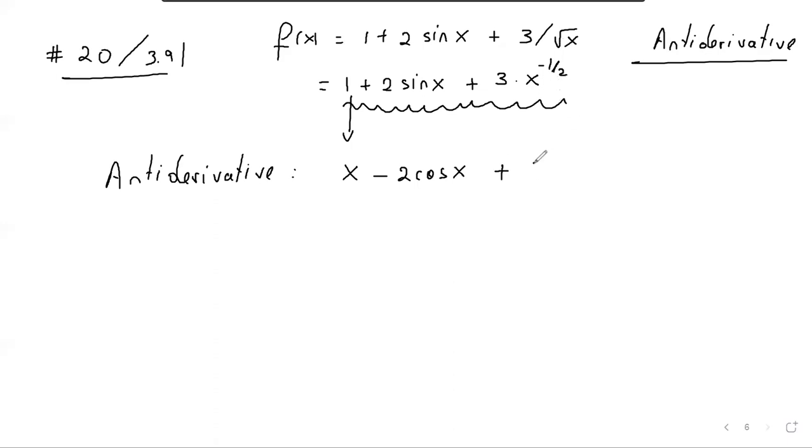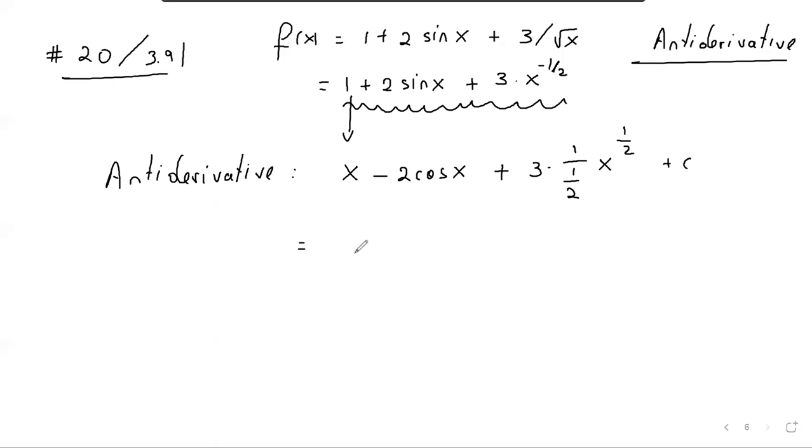Let's see. So it's 3 already because it's there. X to the negative 1/2. When I do the antiderivative, I get x to the negative 1/2 plus 1, which is 1/2, and that is just fine. And then we would say 1 over 1/2. Now remember that this really is 2. So plus a constant here.